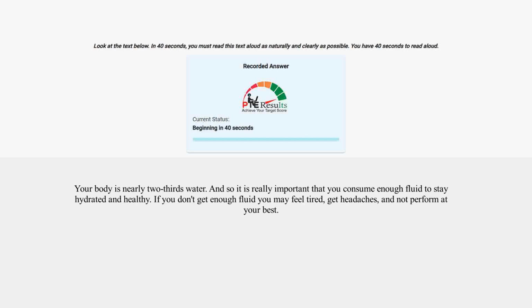Your body is nearly two-thirds water. And so it is really important that you consume enough fluid to stay hydrated and healthy. If you don't get enough fluid, you may feel tired, get headaches, and not perform at your best.